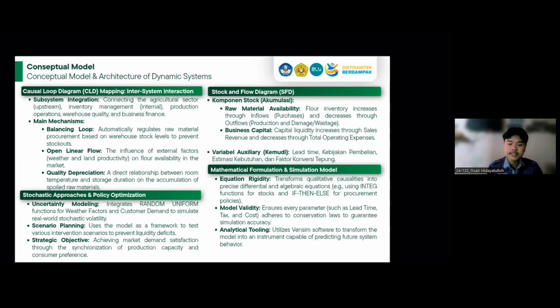And the last is analytical tooling. It tells about utilizing VENSIM software to transform the model into an instrument capable of predicting future system behavior.